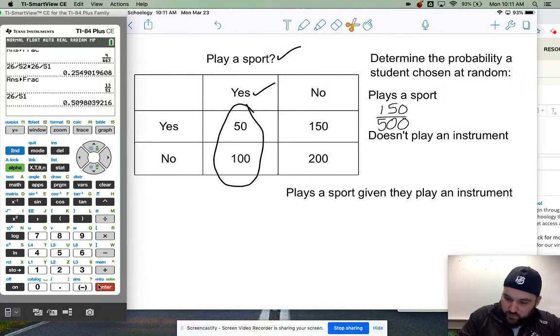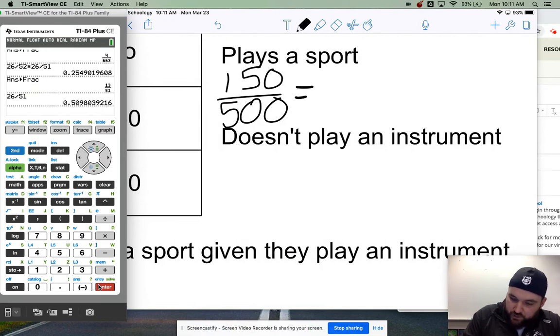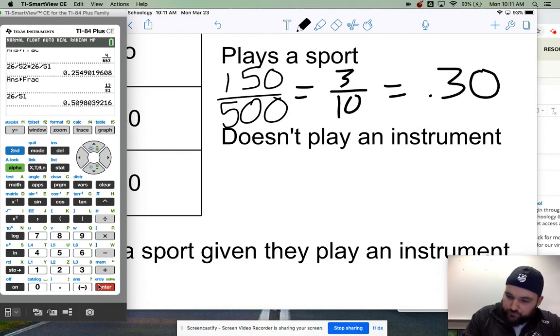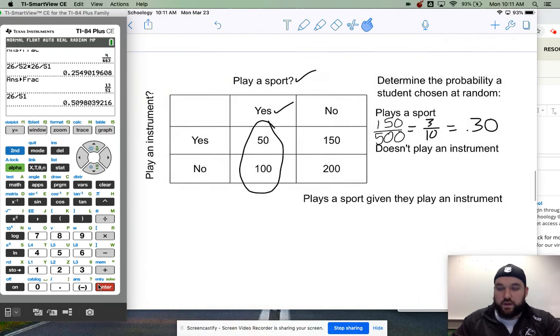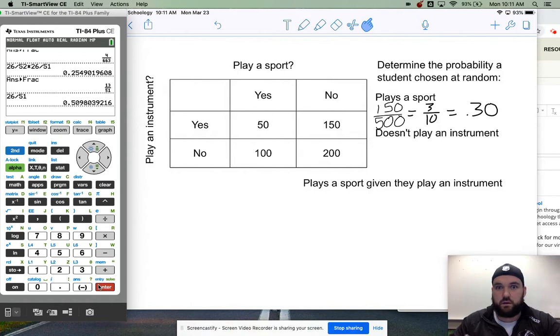So 150 out of 500, which I can divide both by 50 and get 3 out of 10, which is 30% or 0.30. So that's the probability that someone plays a sport. Notice 150 and 500, neither one of those numbers show up in the table. We have to use some interpretation skills to understand what this is saying.